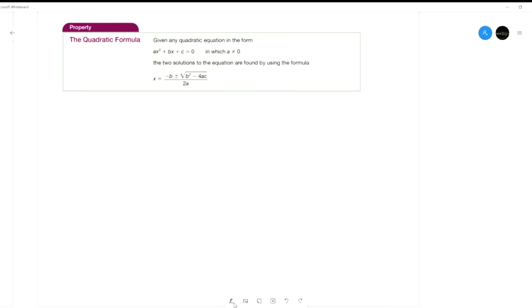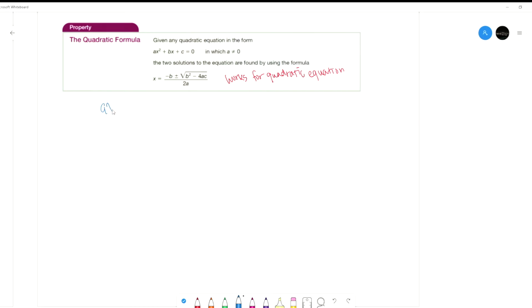Now, the cool thing about the formula is it works for every quadratic equation, okay? It works for every quadratic equation. Because when we did it by factoring, it didn't work. It only worked for quadratic equations that can be factored, right? But this one works for every single one. So I'm going to go through how this formula was created. It's actually derived by completing the square.